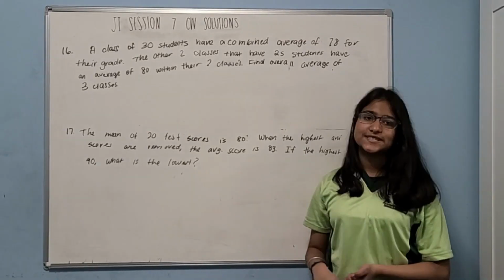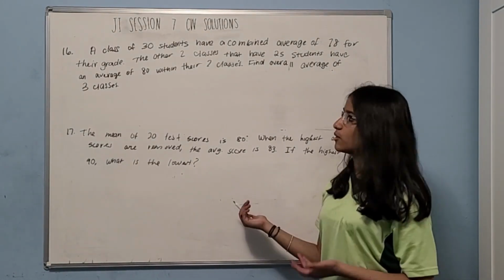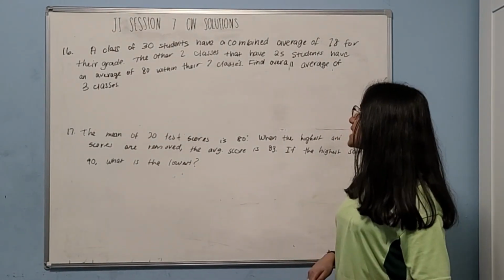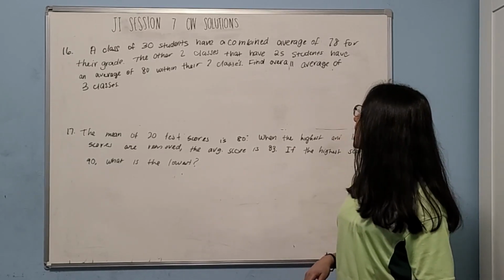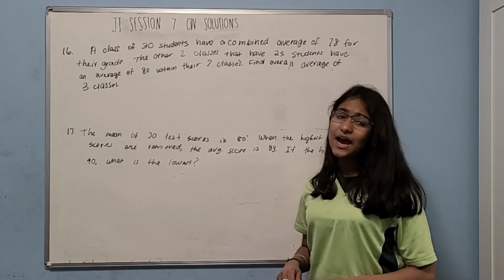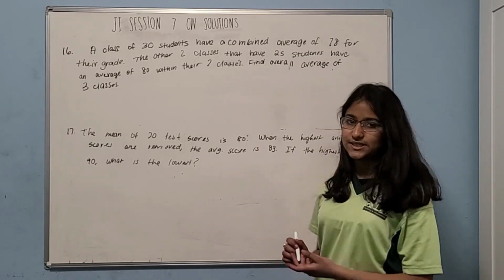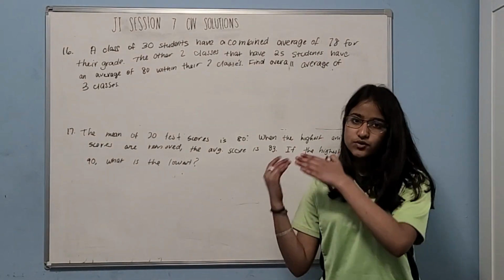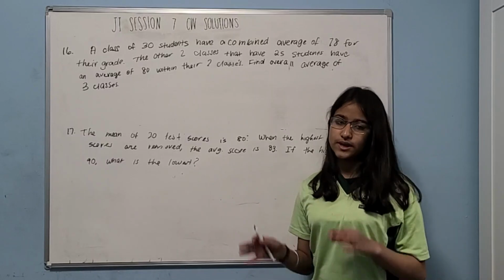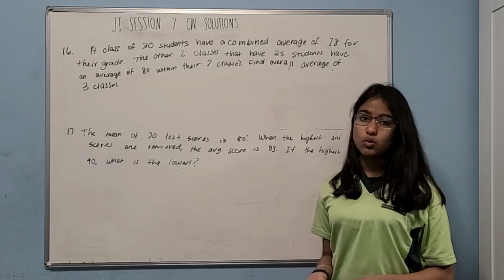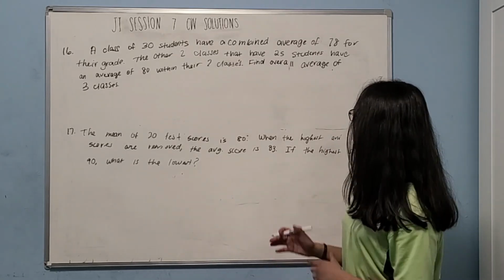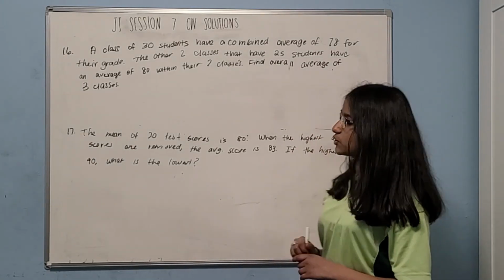Let's move on to 16 and 17. Let's start with 16. A class of 30 students have a combined average of 78 for their grade. The other 2 classes that have 25 students have an average of 80 within their 2 classes, meaning that each of the classes have 25 students, and both classes, not combined, but individually, have a score of 80 overall score. Find the overall average of the 3 classes.